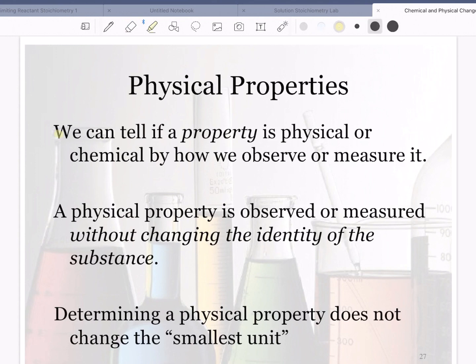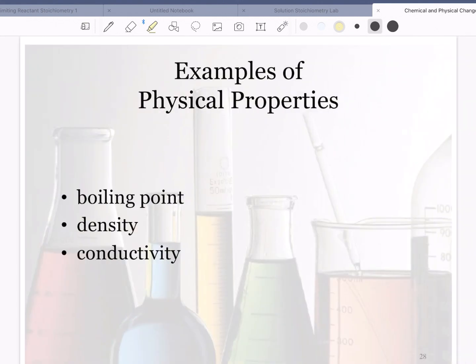We can tell if a property is physical or chemical by how we observe or measure it. In the process of observing or measuring this property, did the smallest unit change? If not, it is a physical property. A physical property is observed or measured without changing the identity of the substance. Determining the physical property does not change the smallest unit. There are many examples of physical properties. There are more physical properties than chemical properties.